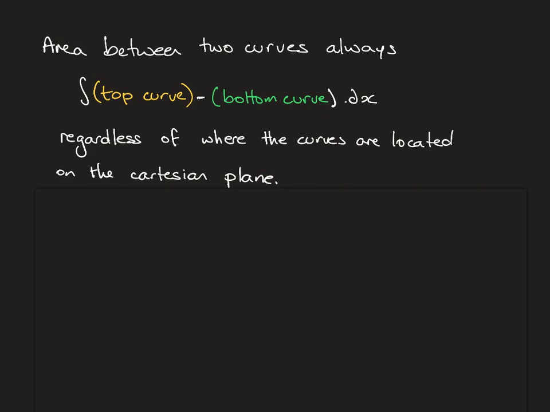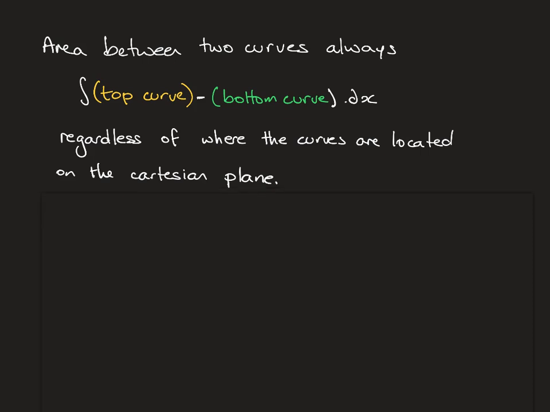So finding the area using the top curve minus the bottom curve, like I've got here, works well when both of the curves are above the x-axis, but it also works regardless of where the curves are located on the Cartesian plane. So we've looked at both of the curves in the top half of the Cartesian plane.